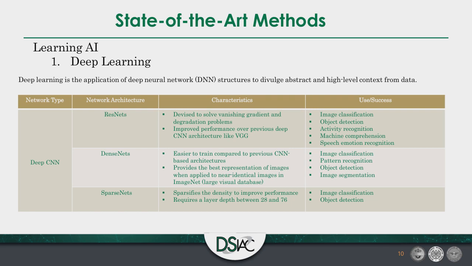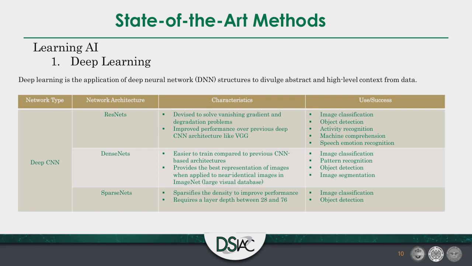Some of the advantages or characteristics of ResNet: it is devised to solve the vanishing gradient problem and degradation problem, and it has shown improved performance over previous deep CNN architectures, or convolutional neural network architectures, like VGG. DenseNet has some advantages as well, as it is easier to train compared to previous convolutional network architectures. And it provides the best representation of images when applied to near identical images in the ImageNet dataset particularly.